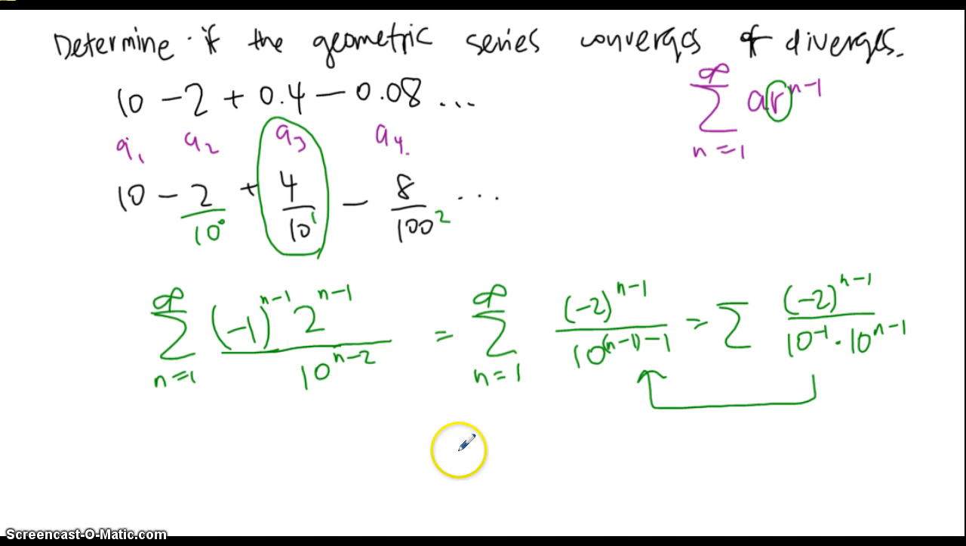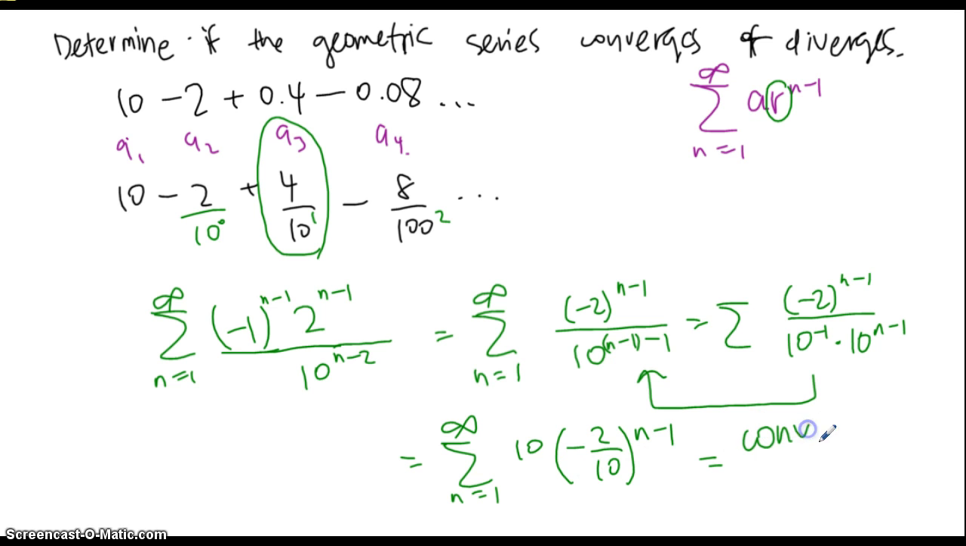Now that means all I have to do is one more step, and I move this 10 to the negative 1 up to the top. I get 10 times negative 2 over 10 to the n minus 1, because I combined this negative 2 divided by this 10, from n equals 1 to infinity. So does this series converge or diverge? It looks like the absolute value of that ratio is less than 1, so this one converges.